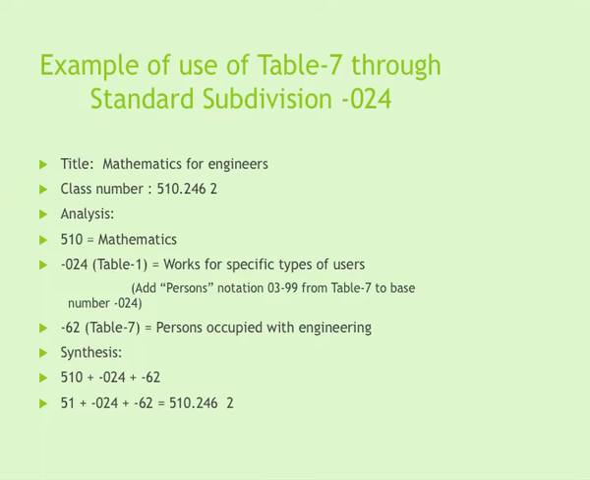When a subject is for a specific class of persons, we attach 024 and then after that the table 7 number is attached. So, here 510 plus 024 plus 62 for engineers, persons occupied with engineering, which we find from table 7, and the complete number will be 510.2462. So, here we have used the standard subdivision 024, which works for a specific class of persons.